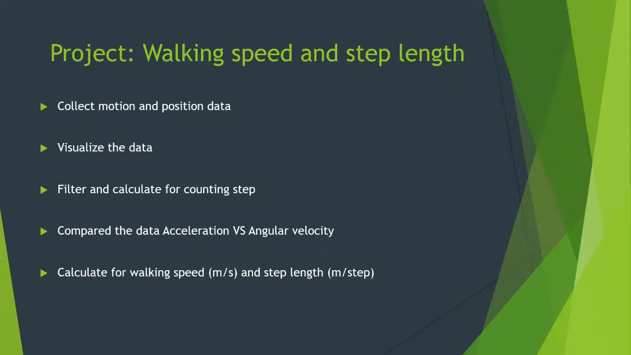Okay, now we will move to my project. My project is about walking speed and step length. So first we will collect the motion and position data from the user and then visualize the data. Next we will filter the data and calculate for counting steps, and compare the acceleration data and angular velocity data. Then I will calculate the walking speed and step length as a result.